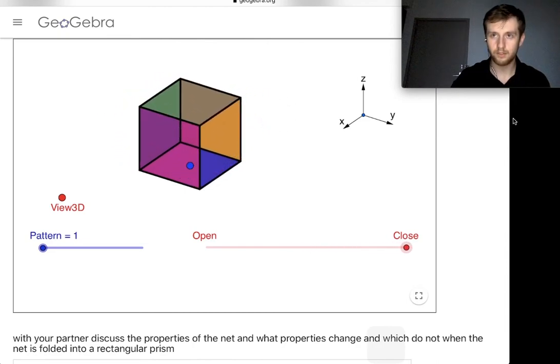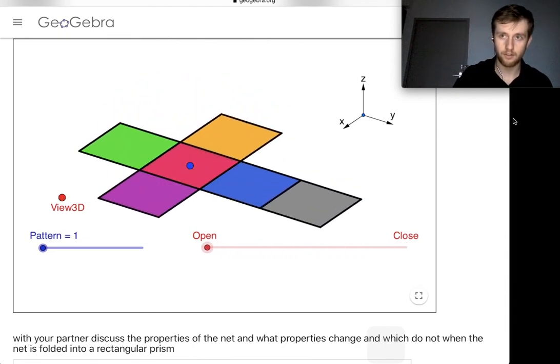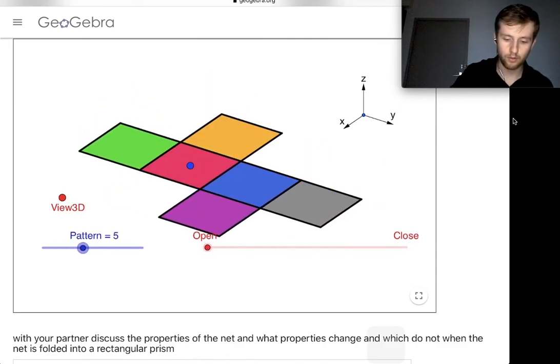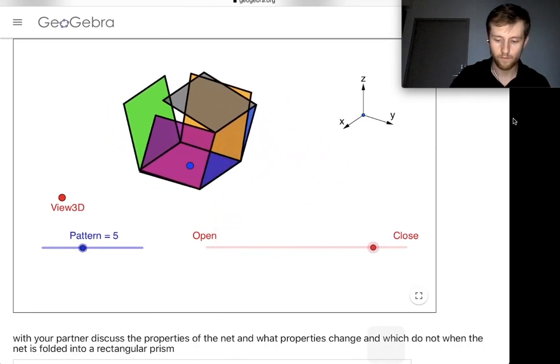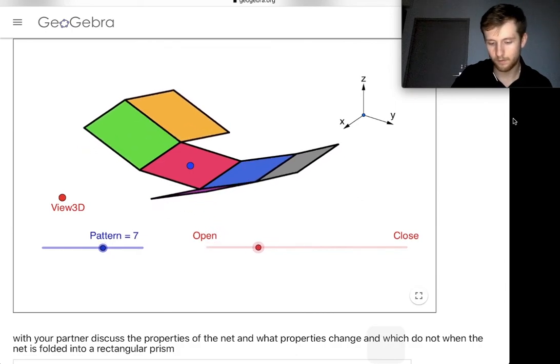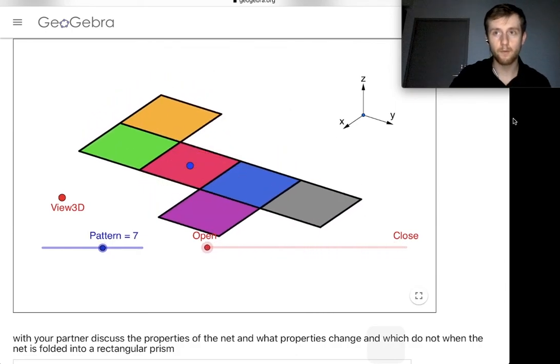We can close it like this and then open again like this. This is a net of a cube, and there's many ways to do a net of a cube. You can see that there's many different patterns. So we can do it like this also. Or we can do it like this. Many different ways to do a net of a cube.